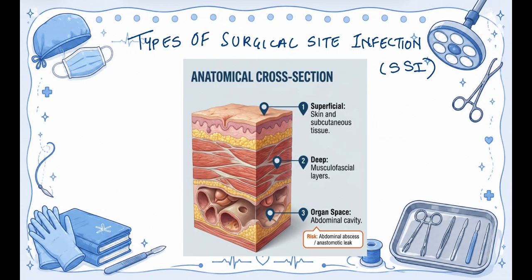Now, we have to differentiate these by depth. It's crucial. They can be superficial, meaning they sit just under the skin, or they can be deep, reaching down into the musculofascial layers, that's the muscles and their connective tissues. In the worst cases, they can be severe organ space leaks, deep inside the abdominal cavity. We classify these infections as either major or minor.